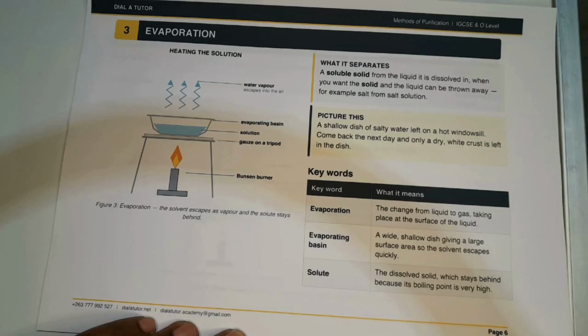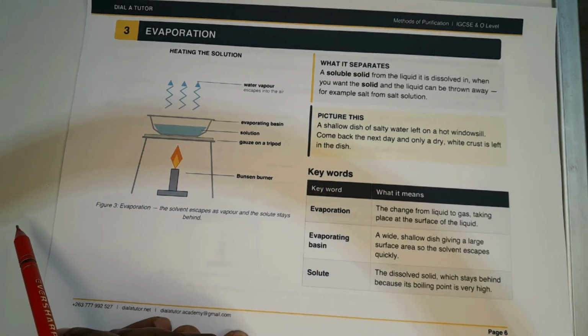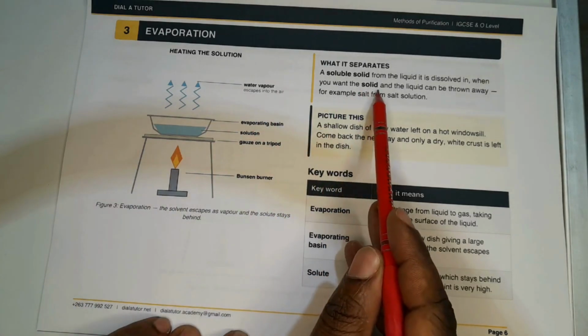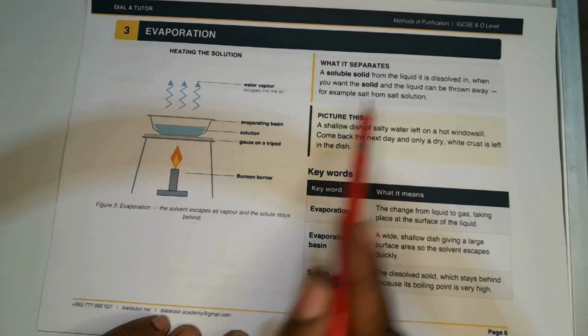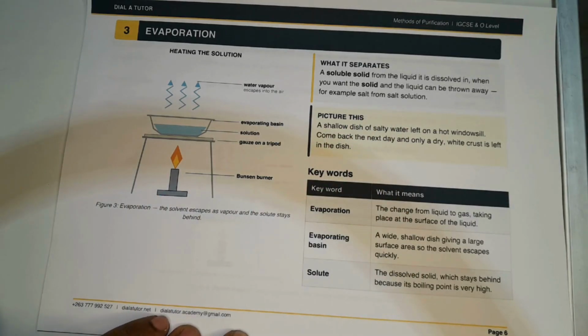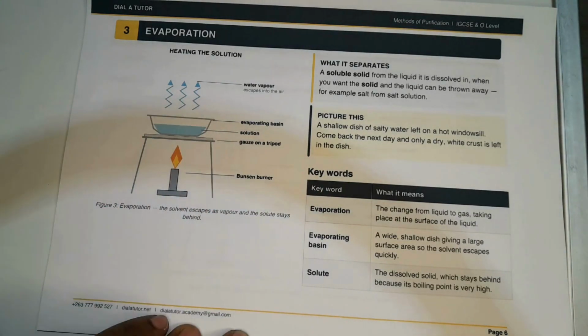Let's get started. Now, let's have a look at evaporation. Evaporation is one of the simplest methods of purification to detail. What does evaporation separate? It separates a soluble solid from the liquid it is dissolved in, when you want the solid and the liquid can be thrown away. For example, salt from salt solution. Maybe it's seawater, or you want salt from salt solution and you don't want the water. You can just simply evaporate, and there you have it.